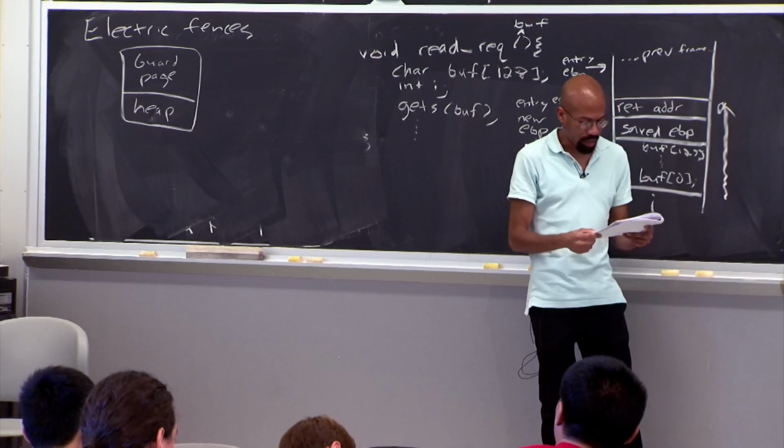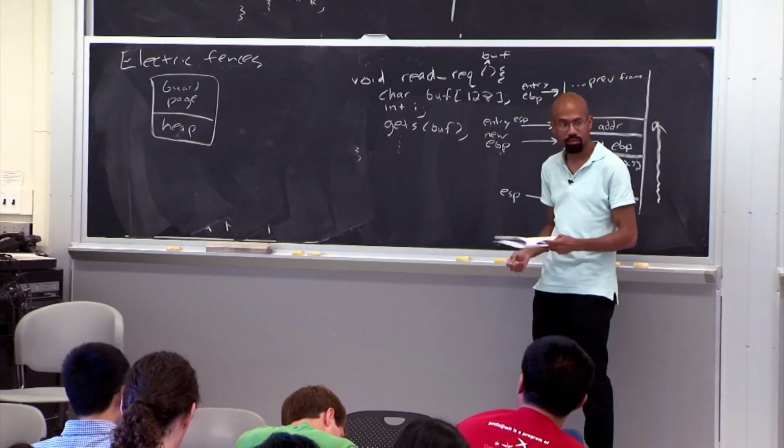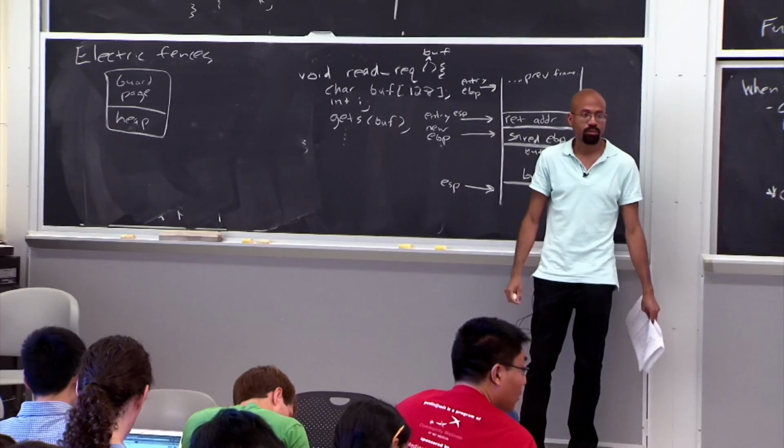Does that make sense? So these electric fences are actually pretty simple to understand. Why does that have to be so large necessarily?